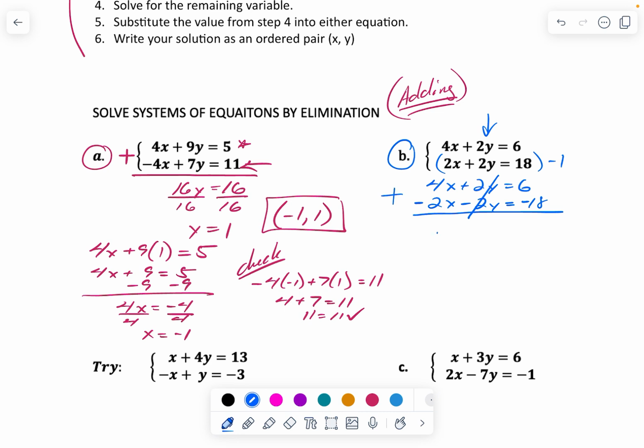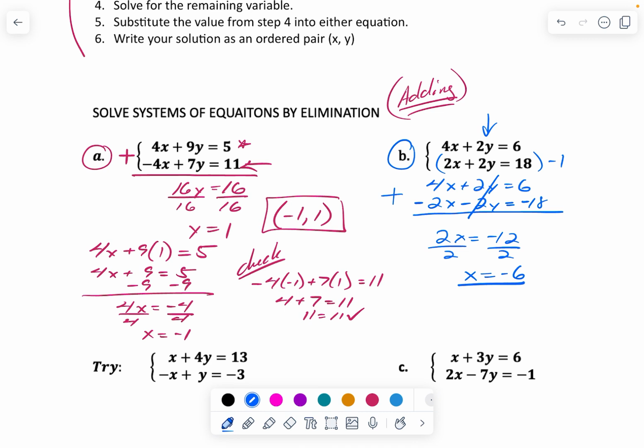And that's going to leave me with 2x equals negative 12. Dividing both sides by 2, x equals negative 6. So even though we're solving these algebraically, notice we are still getting nice answers. So if you get a decimal or a fraction, you probably went wrong somewhere.